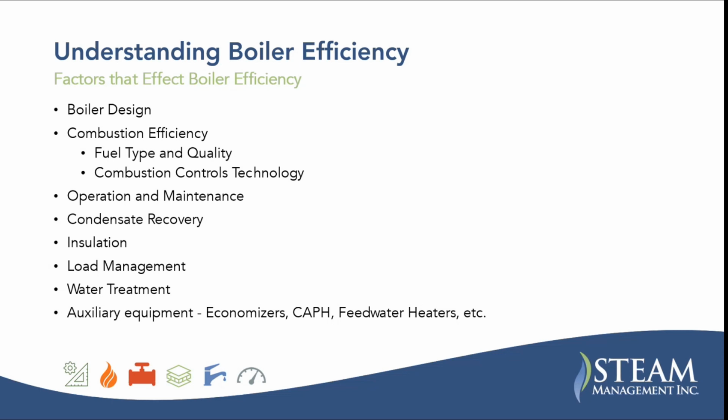Water treatment. Proper water treatment can prevent scaling and corrosion inside the boiler. Similarly, as we discussed with improving your condensate recovery, good water treatment has similar impacts. And then you have auxiliary equipment like economizers, combustion air preheaters, feed water heaters. All of these, in a sense, are just increasing your heat transfer surface area available to pull more heat out of that flue gas to improve your efficiency.